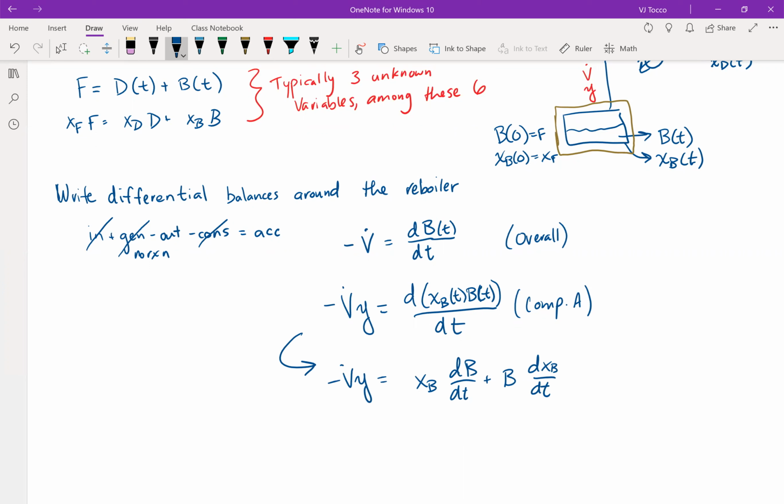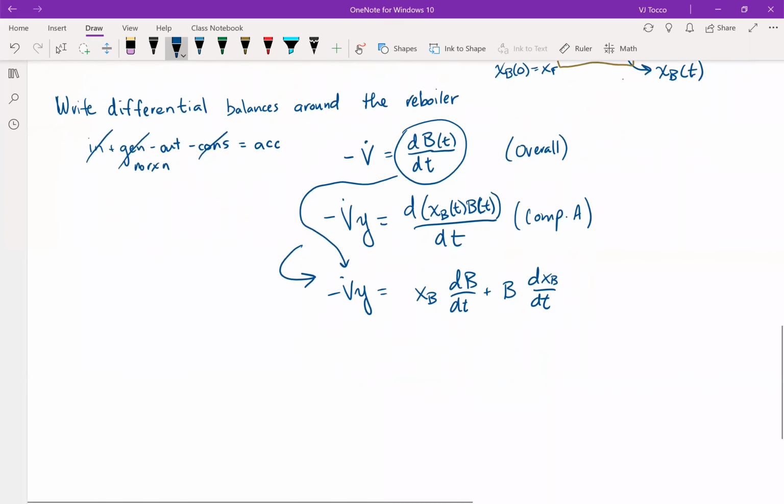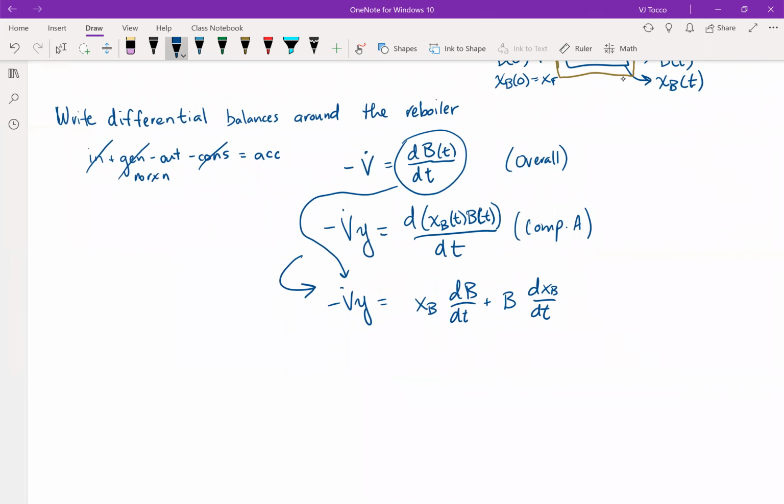And then what I can do is substitute my overall material balance. So I can substitute minus v dot in for dB dt. Actually, scratch that. I want to do the reverse. I want to plug in dB dt in for minus v. So same thing, right? I'm just choosing to plug in the different variable. So here it'd be y times dB dt. Substituting again, minus v dot is dB dt, which is equal to xb dB dt plus b times dxb dt.